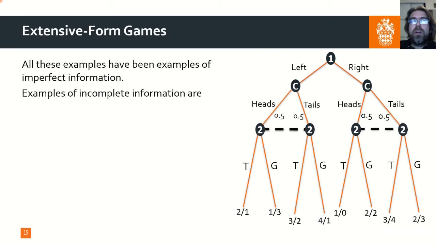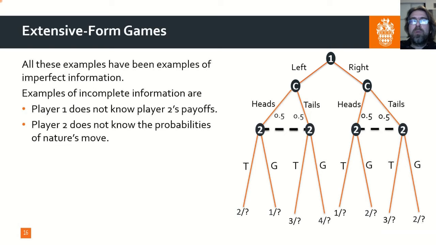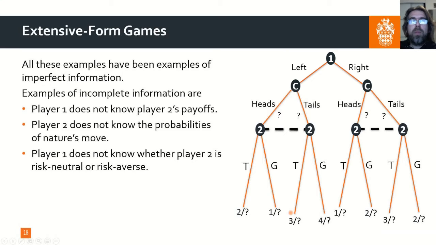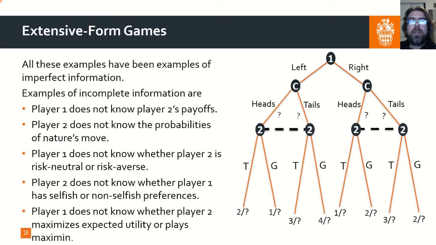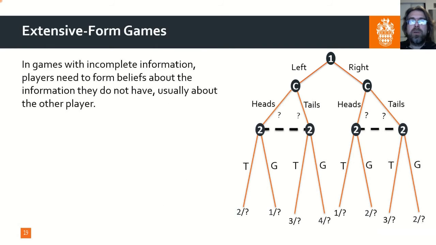All these examples so far have been examples of imperfect information. Examples of incomplete information are player 1 does not know player 2's payoffs, like this, or player 2 does not know the probabilities of nature's move, or player 1 does not know whether player 2 is risk neutral or risk averse, or player 2 does not know whether player 1 has selfish or non-selfish preferences, or player 1 does not know whether player 2 maximizes expected utility or plays something like maxi-min, and so on and so on.